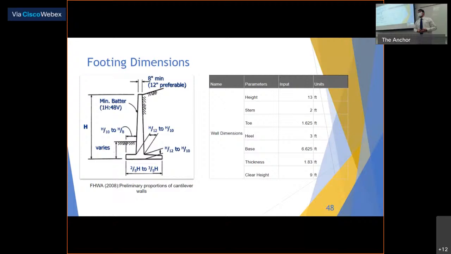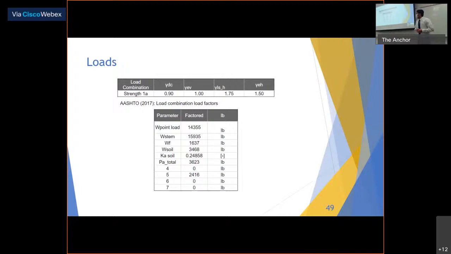Now, for the loads, we used the AASHTO 2017 manual in order to come up with values in the top table here. These values were then applied to our loads that we're seeing in the bottom in order to give us our final factored loads that we use for the design. Each one of these load factors up top were combined with the weight of the stem, the weight of the footing, and the weight of the soil, as well as the active earth pressure that's acting by the soil on the backhand side of the abutment.